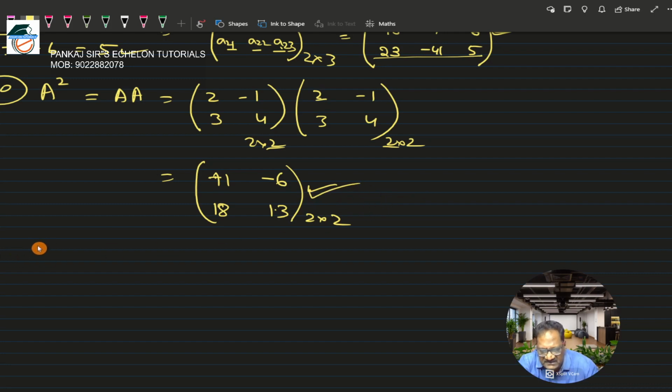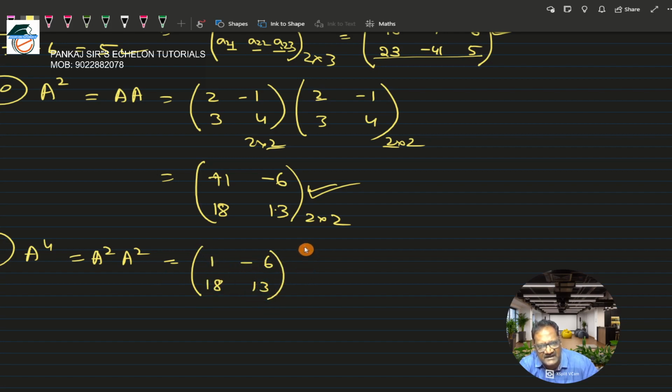So that was question number 30, and let us do one thing. Today only we will complete 36. Okay, 31. 31 is a raised to 4. Now a raised to 4 can be written as a square times a square. Now a square we already have the answer here: 1, minus 6, 18 and 13. So a square times a square means this a square, again I'll repeat, 1, minus 6, 18 and 13.